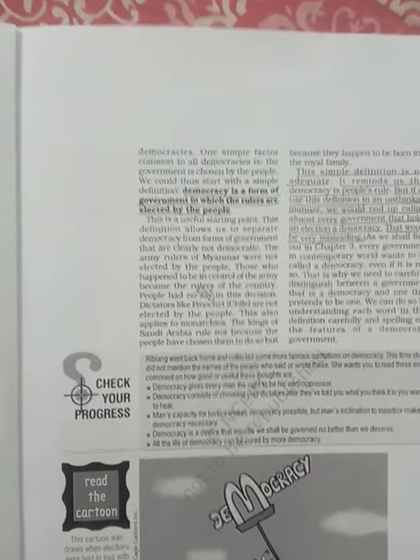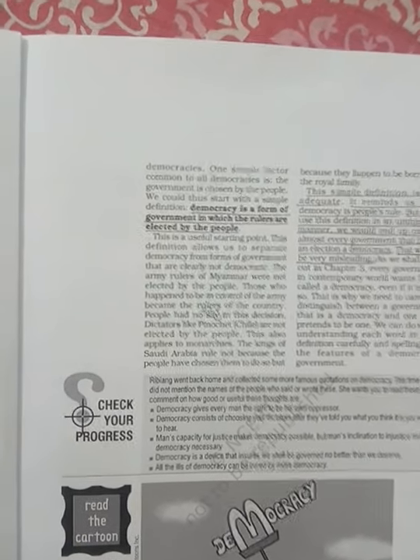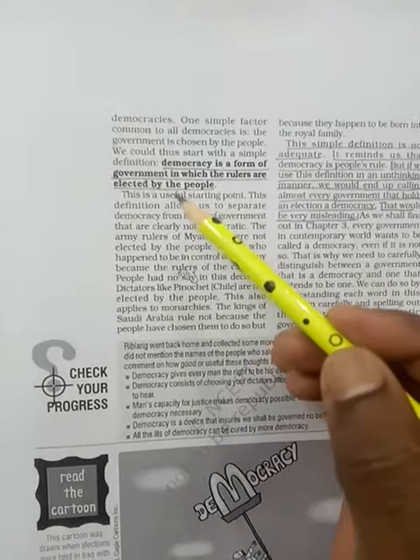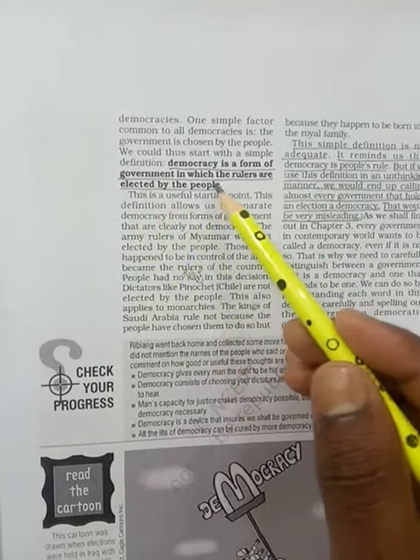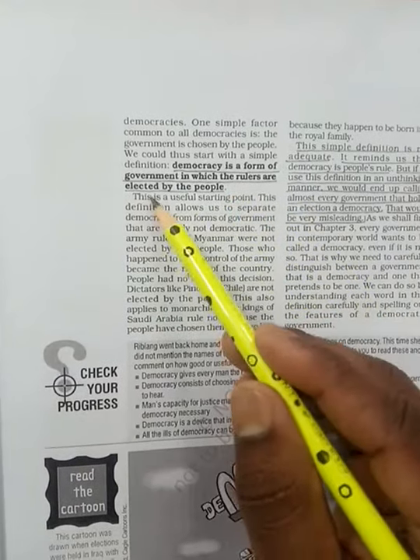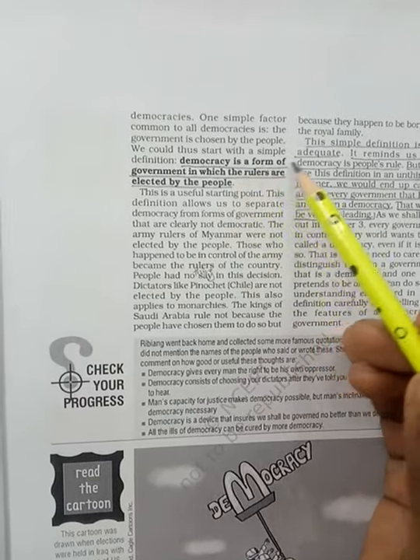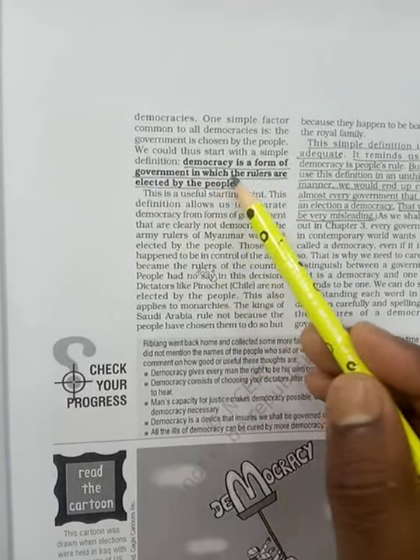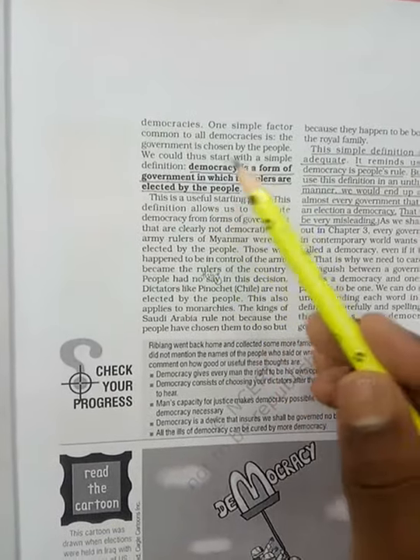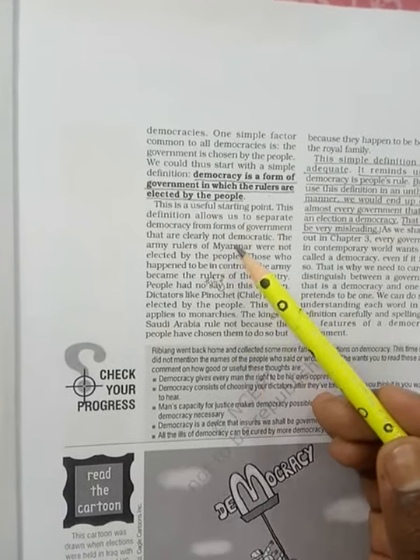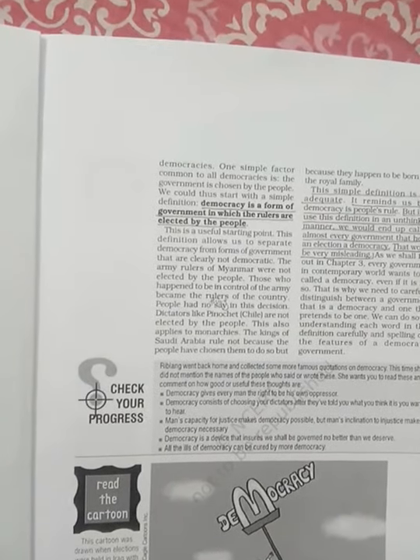So now let us discuss the simple definition of democracy. What is democracy? Democracy is a form of government in which the rulers are elected by the people. So in a democracy, it is the people who elect the leaders or the rulers.